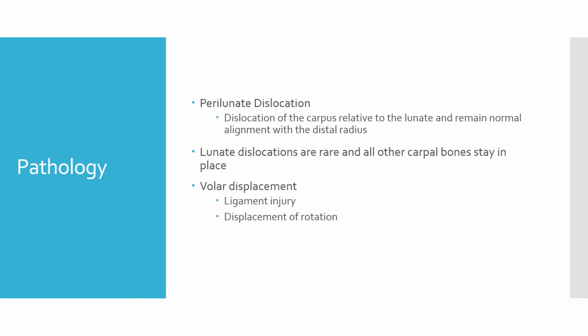The pathology for a perilunate dislocation: this is a dislocation of the carpus relative to the lunate, and it will remain in normal alignment with the distal radius. Lunate dislocations are very rare, and all the carpal bones stay in place. There's often a volar displacement, which can cause ligamentous injuries or displacement of rotation.